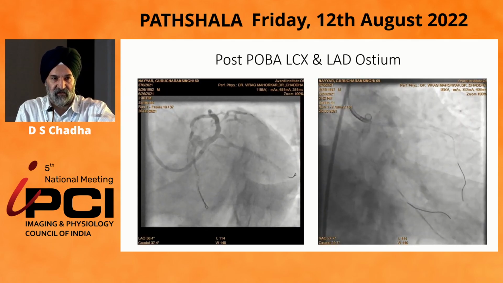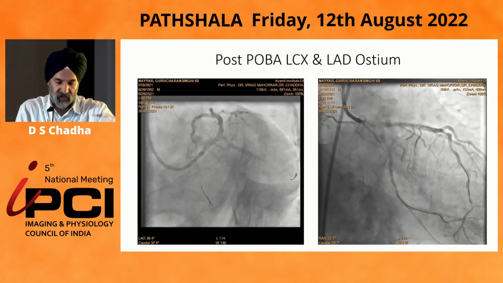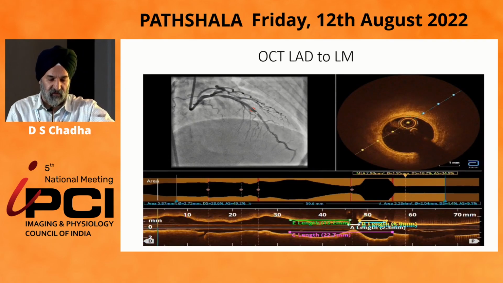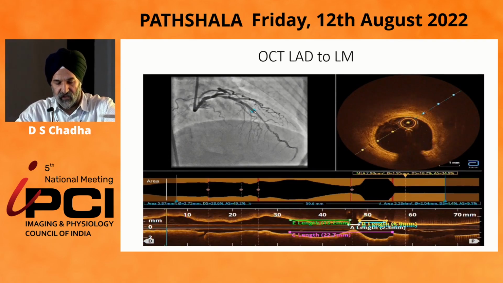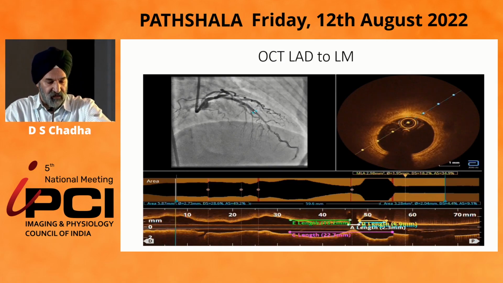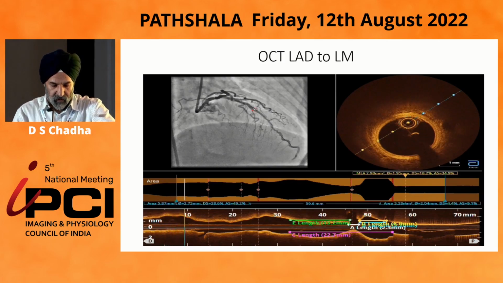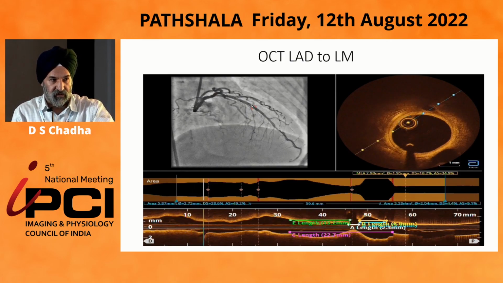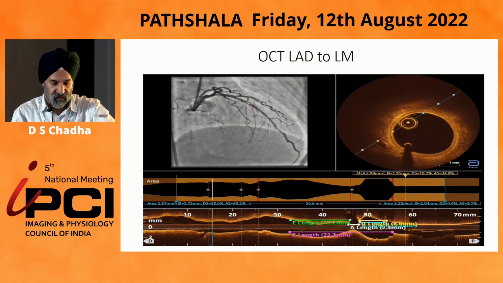Opening the distal part of the circumflex wasn't a major problem, so we opened that. We went ahead and did the OCT. The first run was taken from the LAD to the left main. Now, to save time, I'll just tell you what we observed in this run.